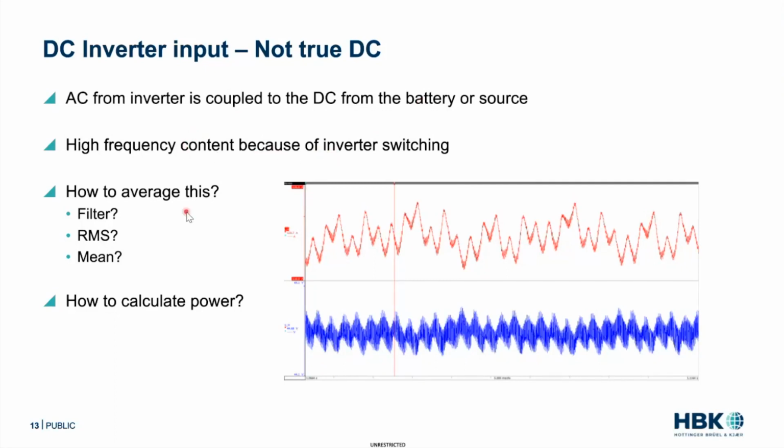And again, we ask the question, do we filter this? Do we take an RMS? Do we take a mean? How do we calculate power? Because if we just take P times I, we're going to get a high frequency result again.